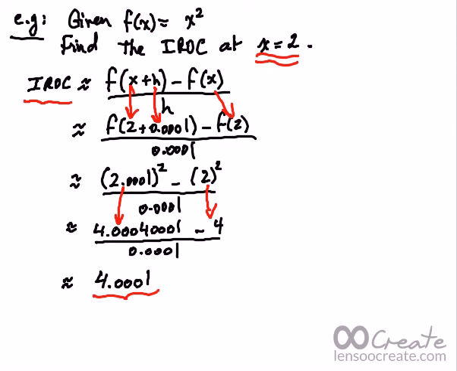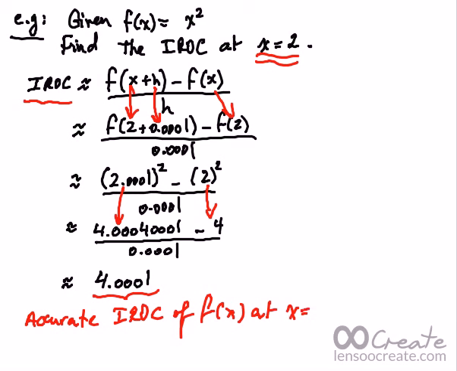And your final answer is 4.0001. The accurate slope of the tangent, so the accurate instantaneous rate of change, found using derivatives and calculus, of f of x at x equals 2 is actually 4. And look at the really close approximation we have found. Later when you learn derivatives, you will find the exact value for the slope of a tangent, or the instantaneous rate of change. Have a good day.